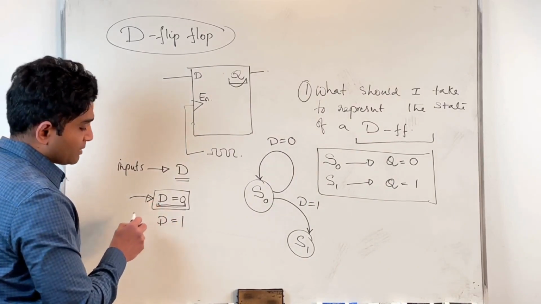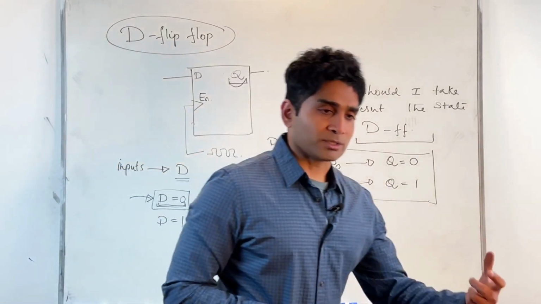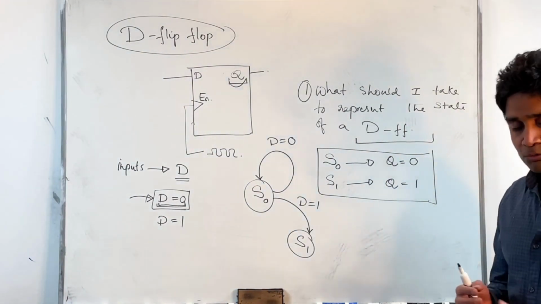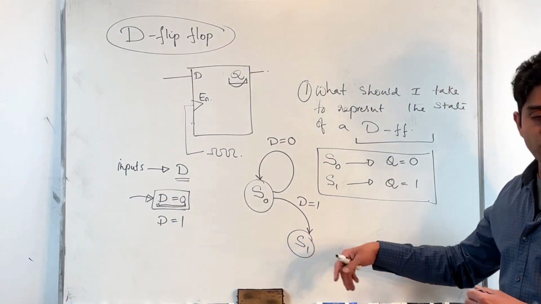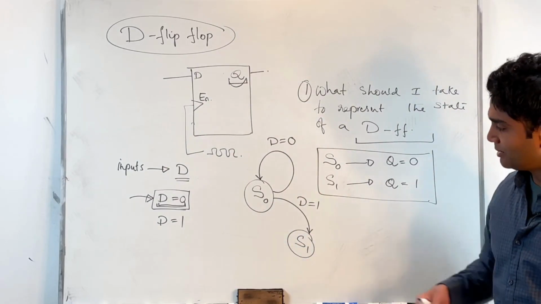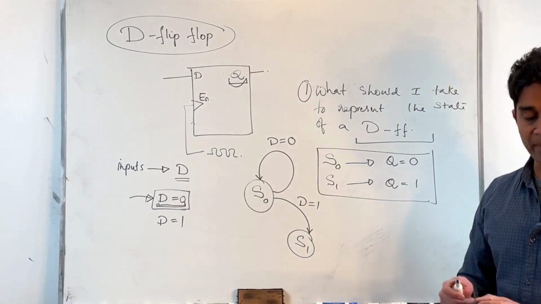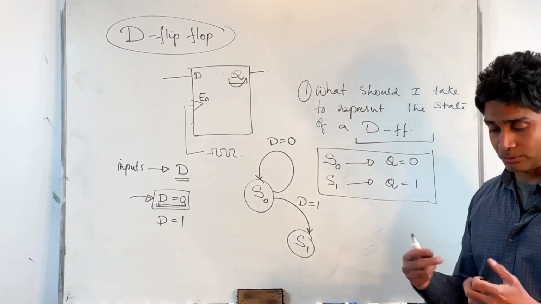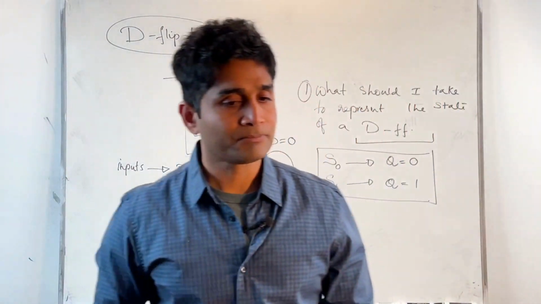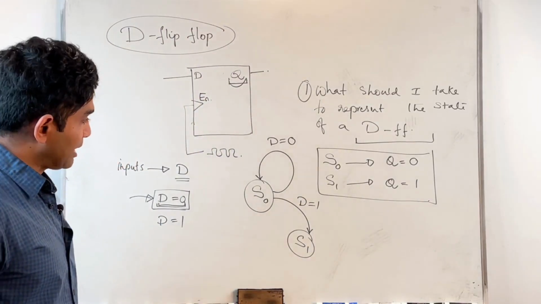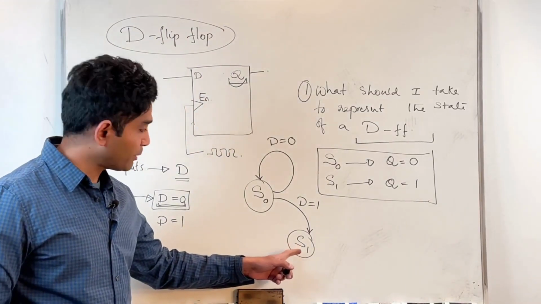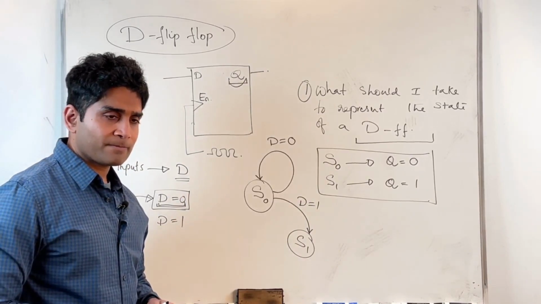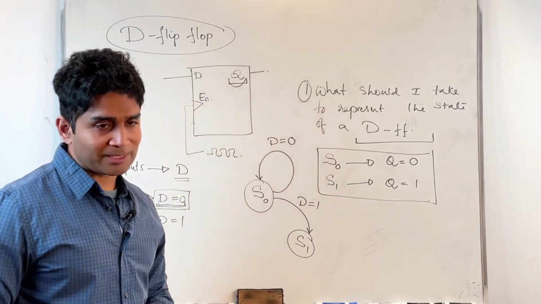I'm in that state. In future, what will be my future state? Or in the next active edge, how should this flip-flop transition? How should this state transition? Should I remain in the same state, or should I transition to the 0 state? Those are the two possibilities here, right? I'm in the S1 state, an input of D equal to 0 occurs. What should be the state transition now?